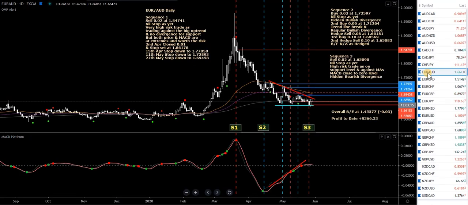Euro Aussie, again, bit of a dog's breakfast in a sell sequence 1 all the way up here. So that's a stop placed down there, so that's going all right. I'll keep on moving my stop down.